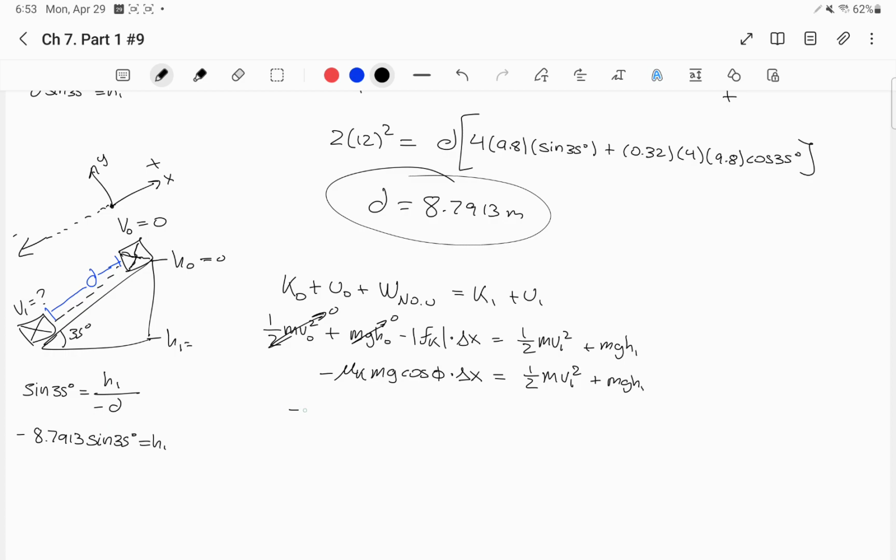Now, plugging everything in, we have minus 0.32 times 4 times 9.8 cosine of 35 degrees times the change in x. Remember we said it was negative, but because we have an absolute value sign, it becomes positive. So we have 8.7913, which is equal to 1/2 times 4, and the final velocity is what we're solving for, times 4, which is m. The gravity is 9.8. And the final height is a negative distance, negative 8.7913 sine of 35.